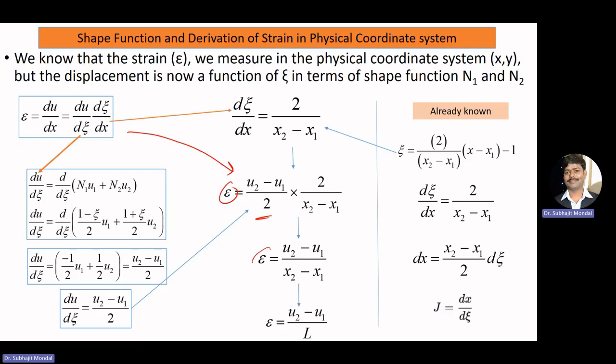So from here we can write the strain like this. Strain is your u2 minus u1 by x2 minus x1. So here you can write that strain is nothing but u2 minus u1 by L, which is already known to us. Already in our first year or second year courses, you have learned that strain is nothing but delta U by L. So that part we have basically derived from our natural coordinate system also. Okay, now here we got the strain.